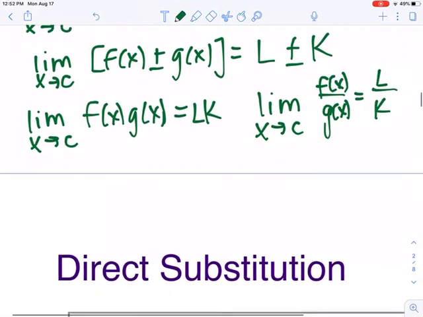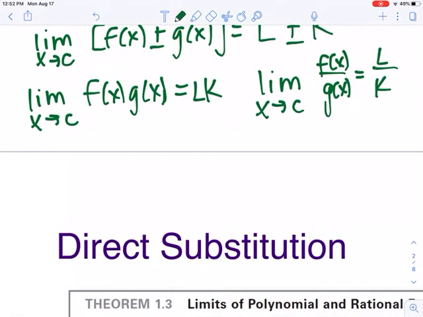Now, here's where the algebra part of limits gets to begin. We have this concept of direct substitution, and this is always what we are going to try first if we do not have a graph. Direct substitution is our first analytical step in order to determine if we have a limit when a graph is not given. So this is important.